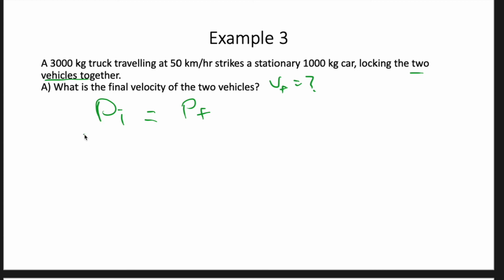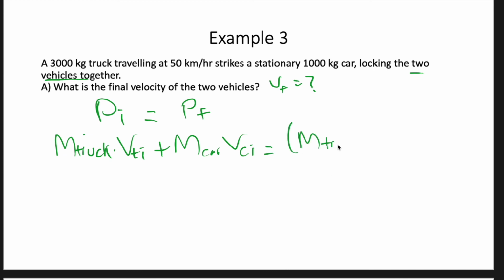You just need to calculate the initial momentum, which is truck times v truck initial, plus car times v car initial. Let me do it step by step. This is equal to truck plus car times vf. And the car's initial velocity is equal to 0 because it is stationary.